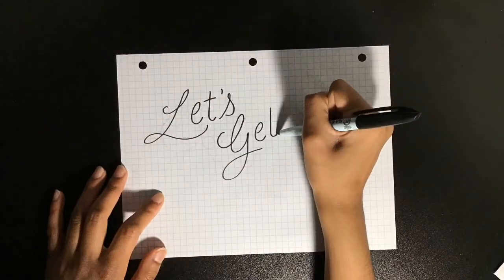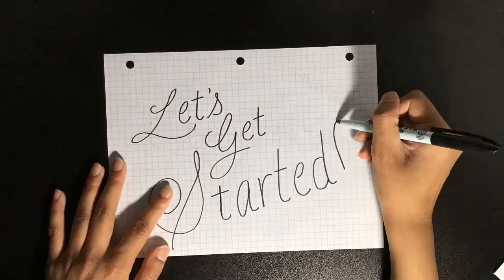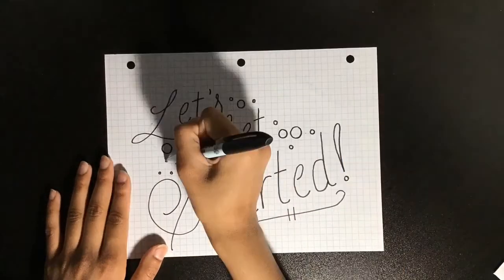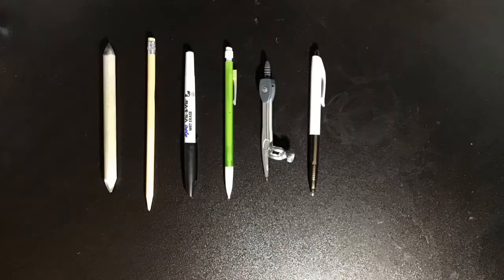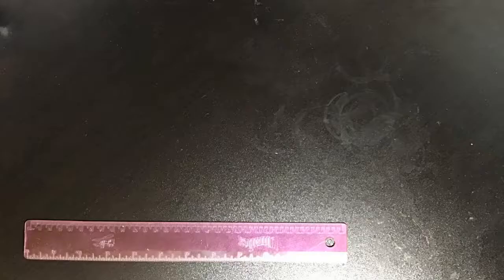Alright, I know you're up to the challenge of drawing more complicated shapes, so let's get started. These are all the materials I used while exploring these illusions, but you really only need a dark marker and a ruler and compass if you like.